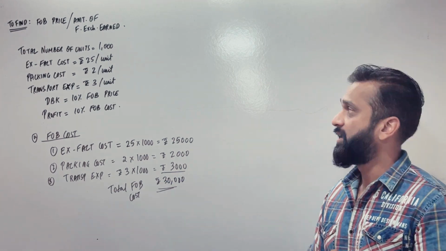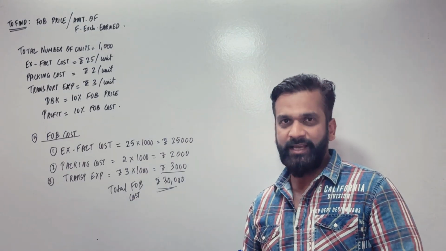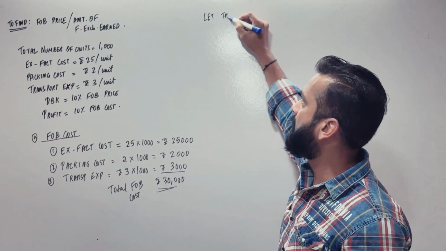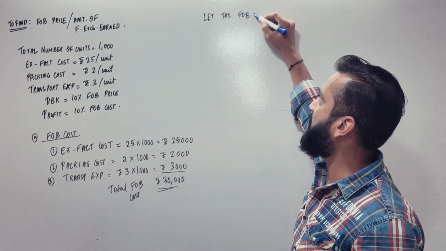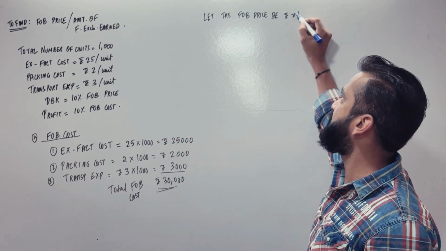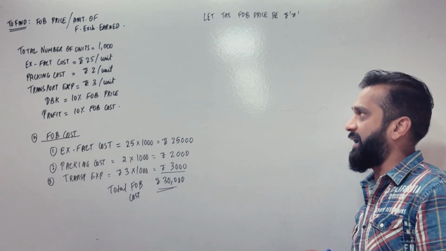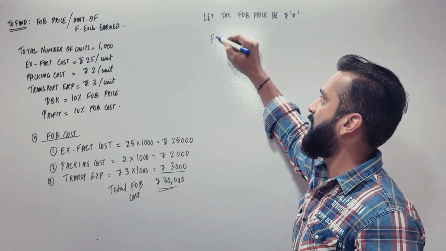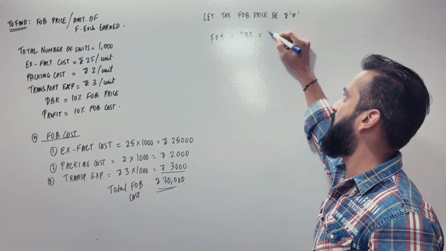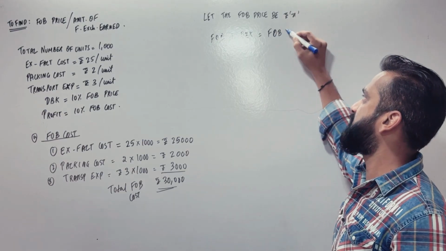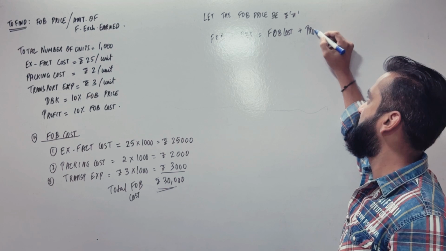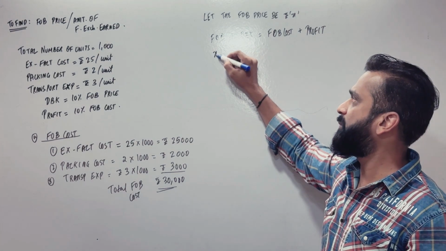FOB cost is clear. Now to find out the FOB price, my first step will be: let the FOB price be rupees X. So FOB price is X. I will write the formula: FOB price plus incentives is equal to FOB cost plus the profit.